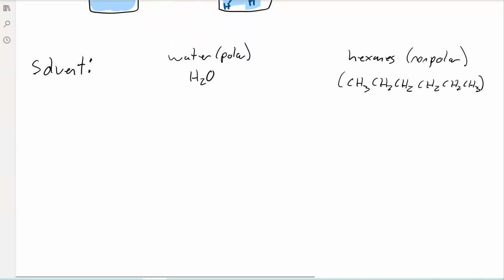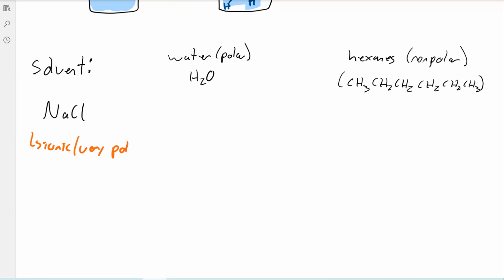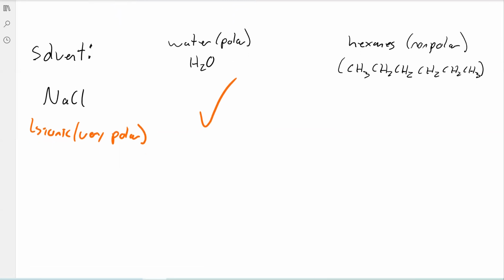And so depending on what we try to dissolve in these two solvents, some will dissolve in only one of them, some will dissolve in both, but most of them are going to have a preference for one or the other. So if we take a look at something like sodium chloride, it is a salt, which means that it's an ionic compound, right? It's going to have a positive and negative charge, and so we can think of that as very polar. Which solvent is it going to dissolve in? Well, very polar, that's more like the polar water. And remember, water can form ion-dipole intermolecular forces with ions. And so it'll be very soluble in water and not soluble in hexanes.